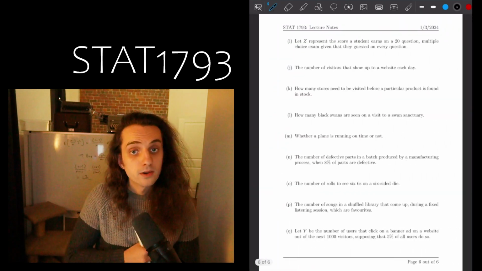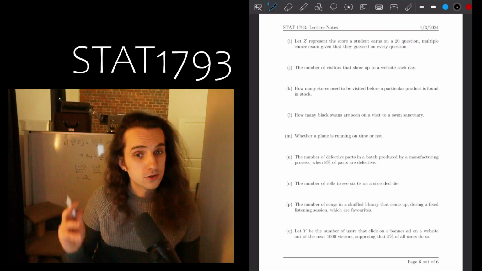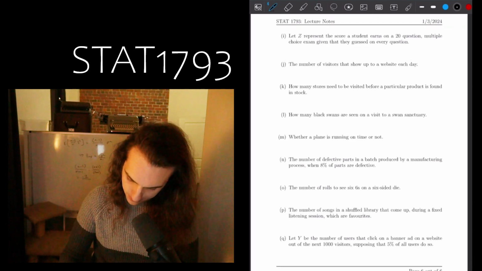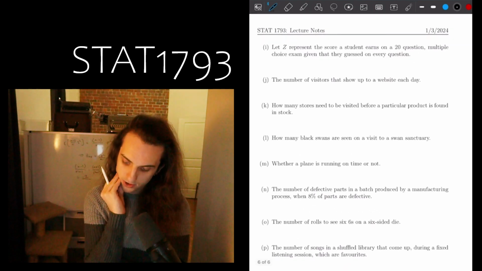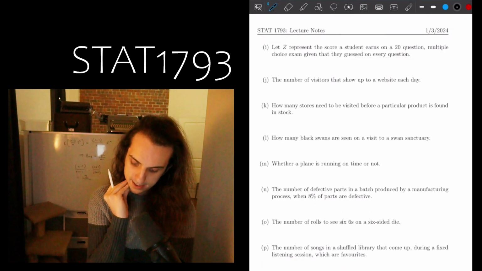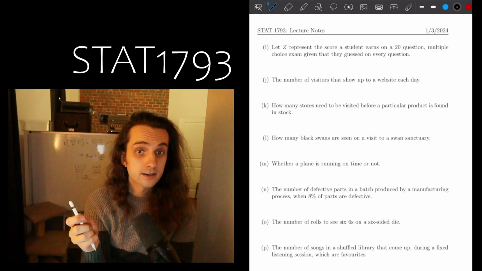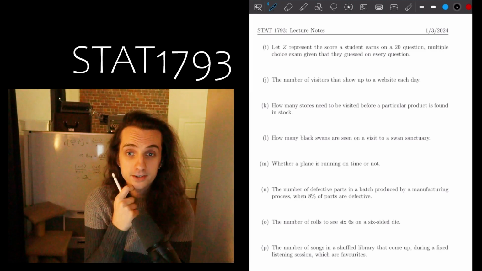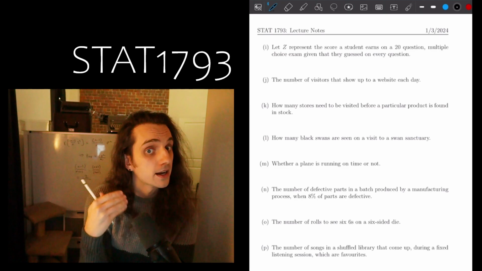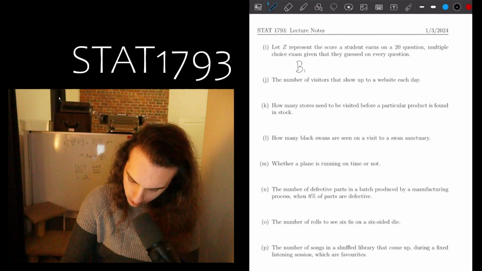All right, we have several more examples here, and instead of identifying each of the parameters this time, we'll just go through and find the different distributions, right? So Z is going to represent the score that a student earns on a 20-question multiple choice, given that they're guessing on every single question, right? So here, each time they get a question right, that's a success. We want to know how many successes do they have in a fixed number of trials. Anytime you're counting up successes in a fixed number of trials, it's always going to be binomial, right?